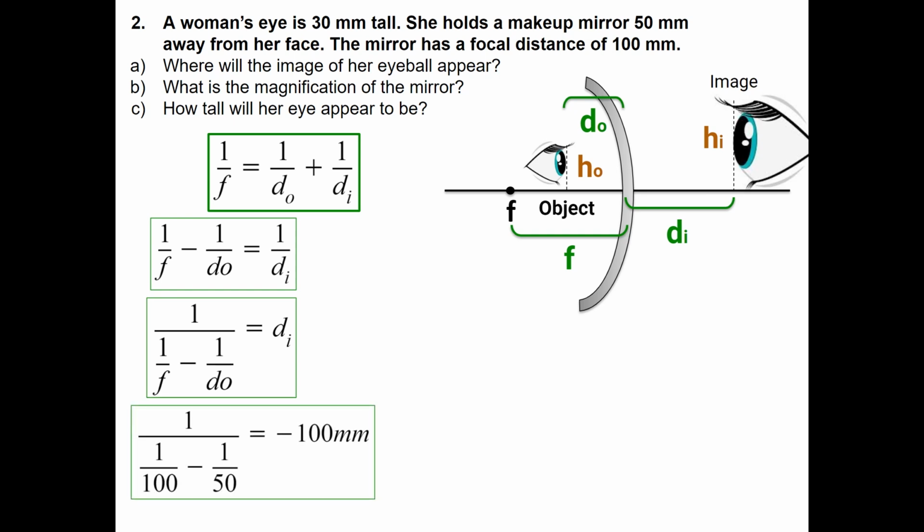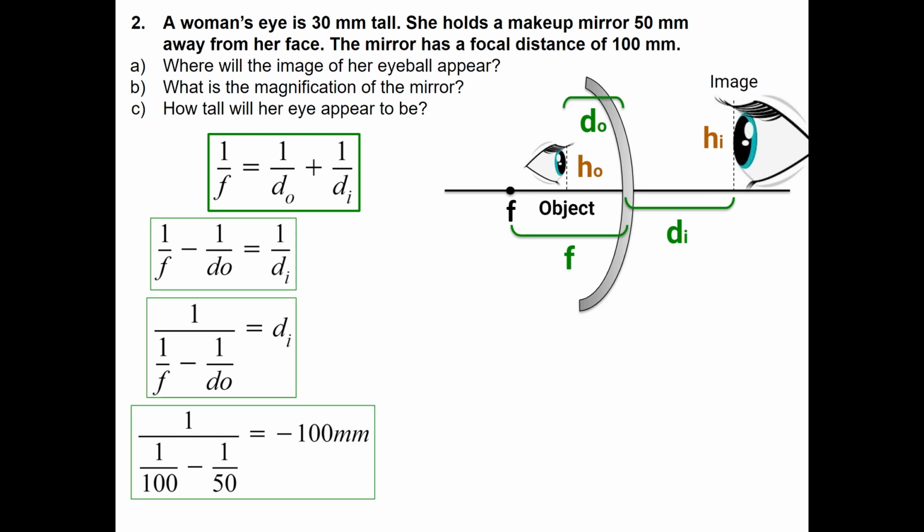So let's plug in 100, and then we're plugging in DO, the distance between the mirror and the object, which is the eyeball, and they say she holds a makeup mirror 50 millimeters from her face, so 50 is what we plug in there. When you crunch all these numbers, and if you want, you can pause the video now and see if you can get this answer by using the Flippy button. I'll let you pause now and try it out.